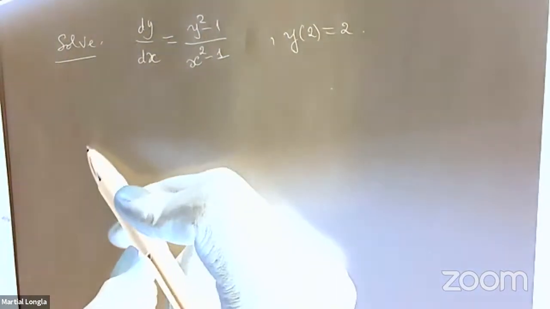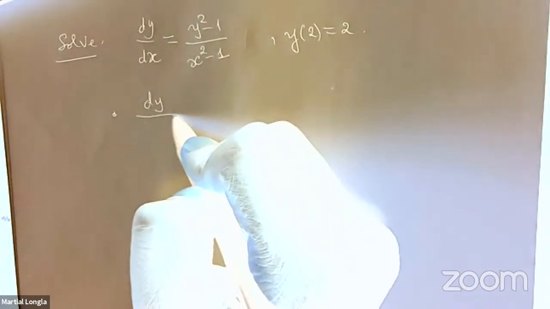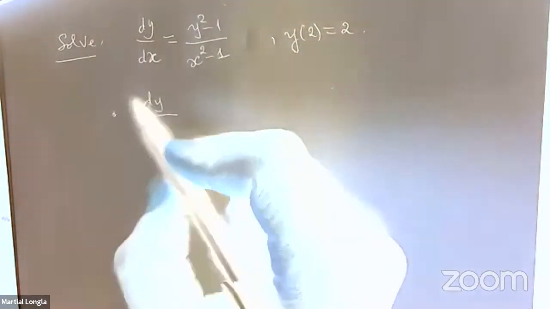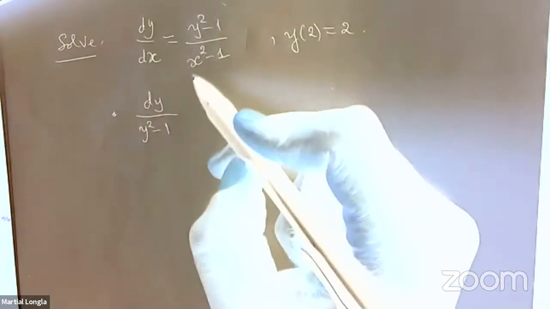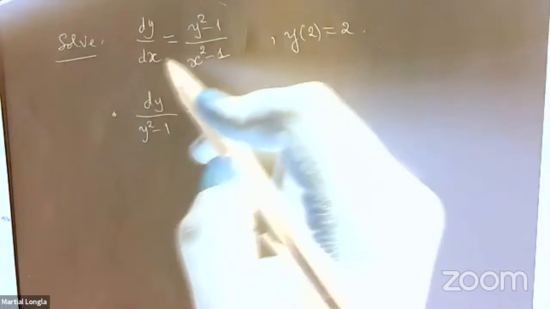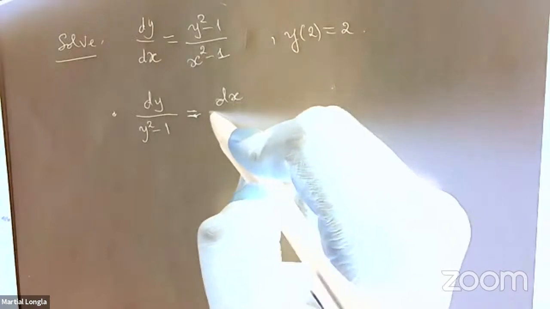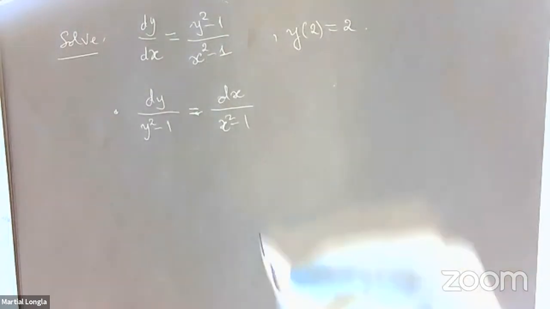So in this one, first step, you take the dy and put the y's on one side. You have here y squared minus 1. It's a numerator, so it goes down here as denominator, y squared minus 1. You have a dx here, it's a denominator, so it goes up as numerator. So it becomes dx over x squared minus 1. And you always make sure that you have your dx and dy as numerators. You never put them as denominators when you're solving. Put them on top.